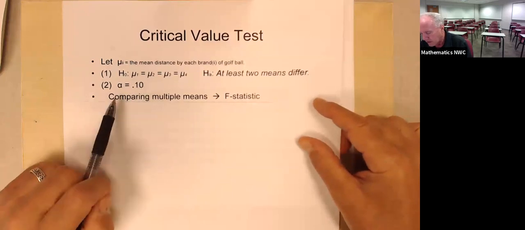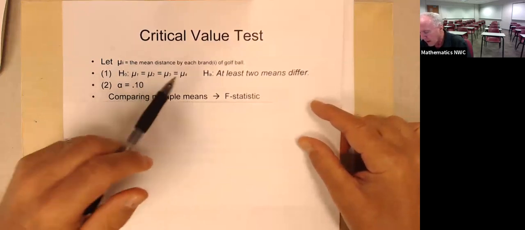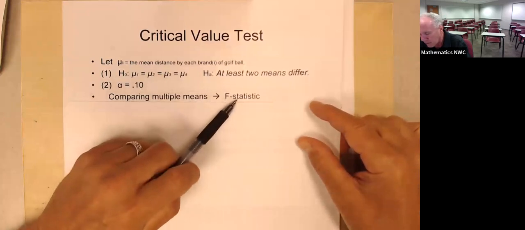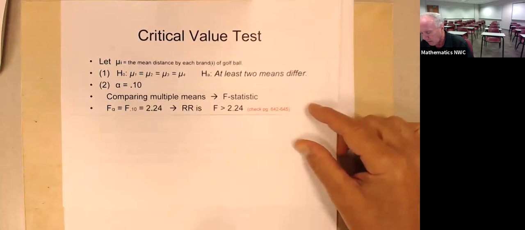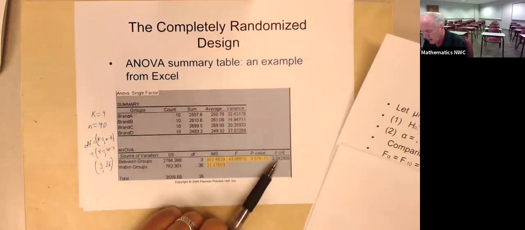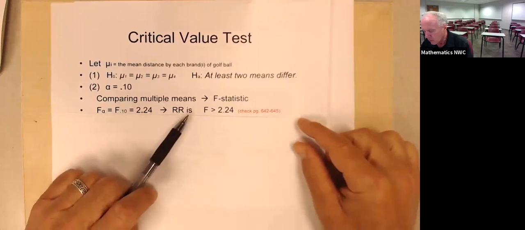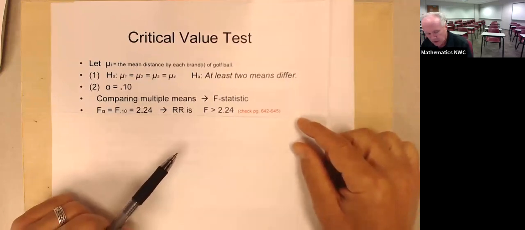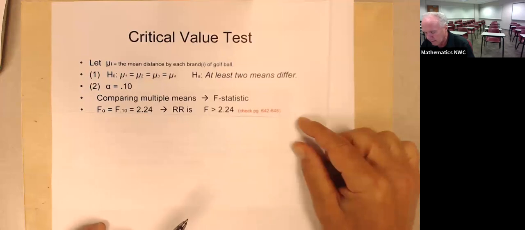Our next line is to tell the reader we're comparing multiple means, and that's the reason why we're using the F statistic. F critical 2.24 came from that summary table. So that's why I called that my rejection region. You also could have looked it up on one of the charts in the back.